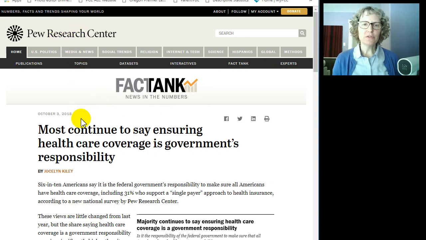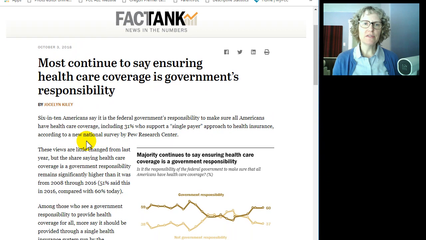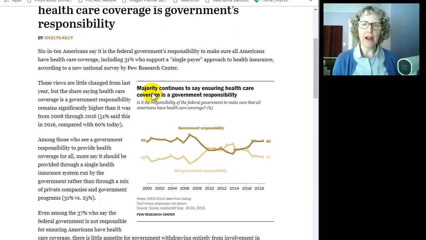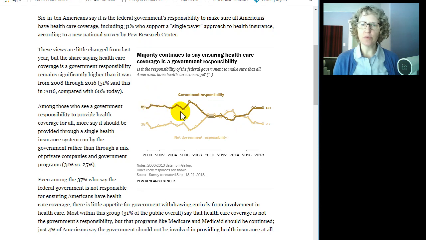So this is Pew Research Center, and this was done in October 2018, talking about healthcare coverage. So you can find polls, all kinds of political polls, presidential approval ratings, things like that. I wanted to focus on healthcare for this topic. Okay, and we can see from this graph that they are actually doing this poll. They're repeating it over time. So you can see it goes all the way back to 2000. And they're repeating this poll.